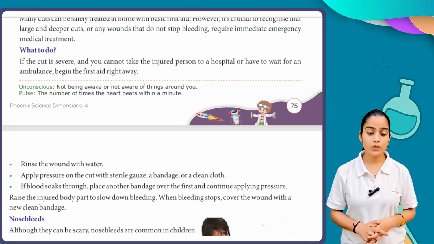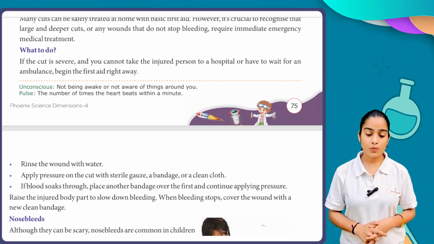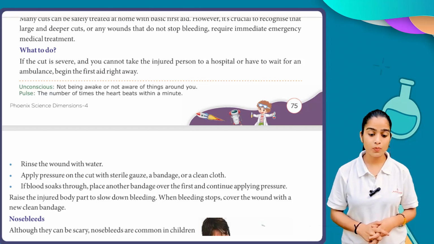Apply pressure on the cut with sterile gauze and bandage or a clean cloth. If blood soaks through, place another bandage over the first and continue applying pressure. Raise the injured body part to slow down bleeding. When bleeding stops, cover the wound with a new clean bandage.